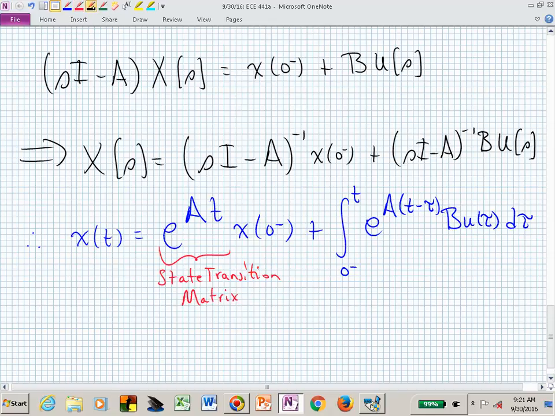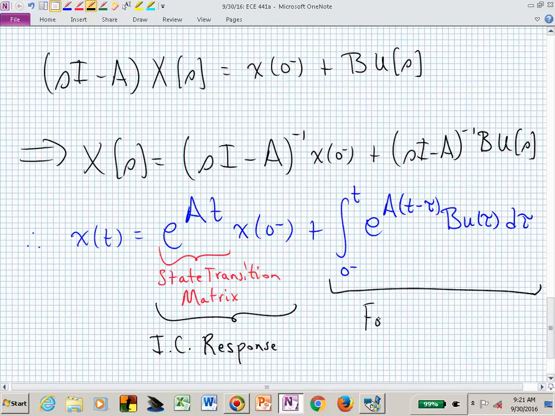That, when combined with the initial condition, gives us our initial condition response. And the second piece, which is this convolution integral, gives us the response due to the input, and that we could call our forced response. If you have zero initial conditions, the only thing that's going to influence your response is the input piece. If you have zero input, that second term goes away and all you have is this initial condition response.